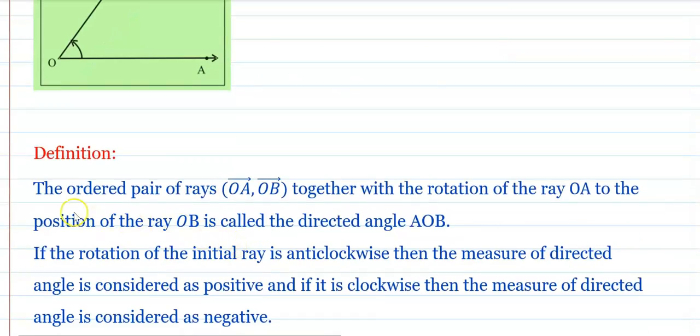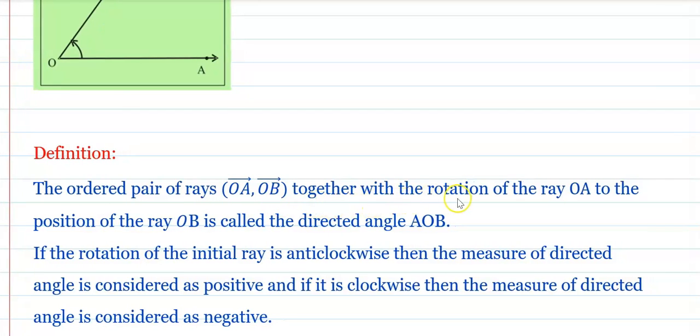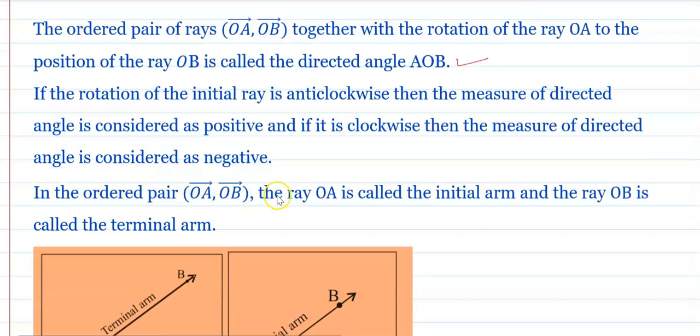Now what is the definition? The ordered pair of the rays OA bar and OB bar together with the rotation of the ray OA to the position of the ray OB is called directed angle AOB. If the rotation of the initial ray is anti-clockwise, then the measure of the directed angle is considered positive. If it is clockwise, then the measure of directed angle is considered negative.